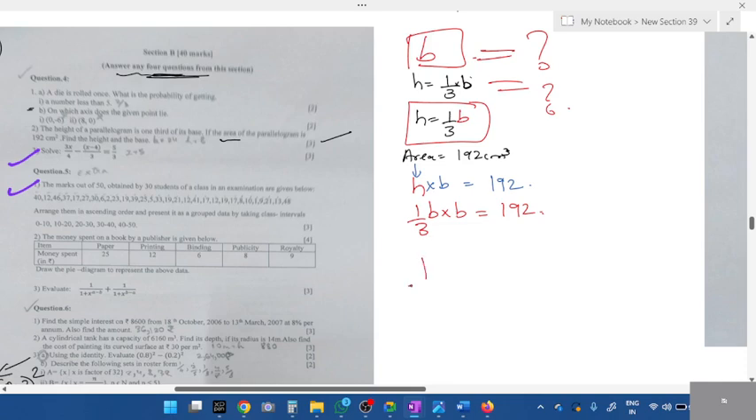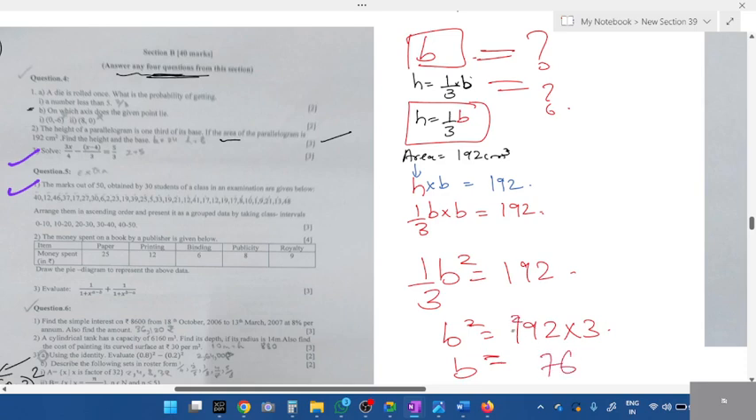Now, what is b into b, students? b into b is b square. 1 by 3 goes to the other side, so b square, 3 gets multiplied into 192. So I don't need b square, I just need b. 3 twos are 6, 3 nines are 27, 3 ones are 3, so 576. We need to find the square root of 576. Let us find the square root of 576.